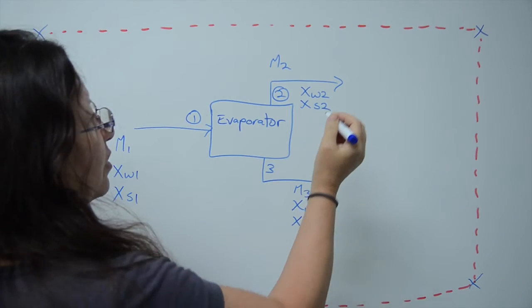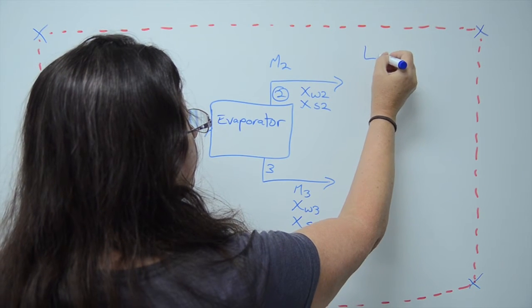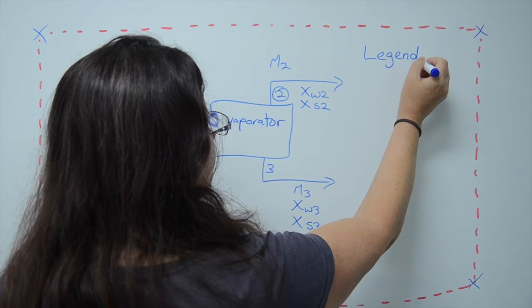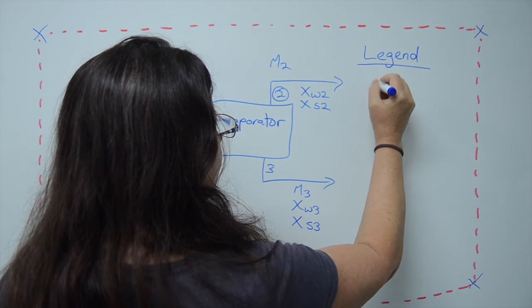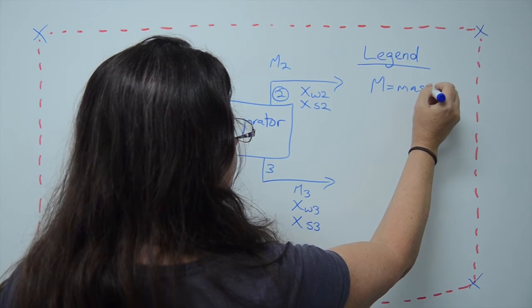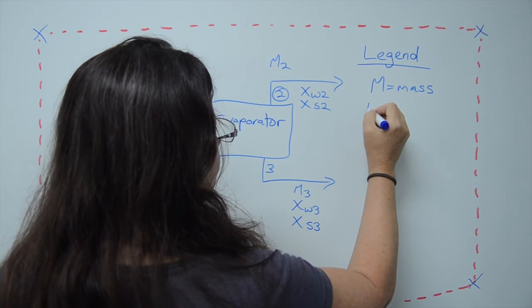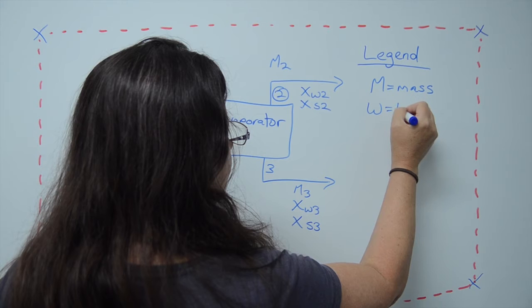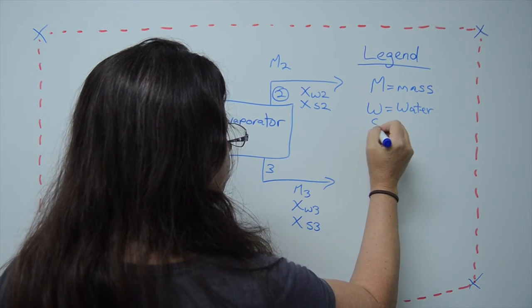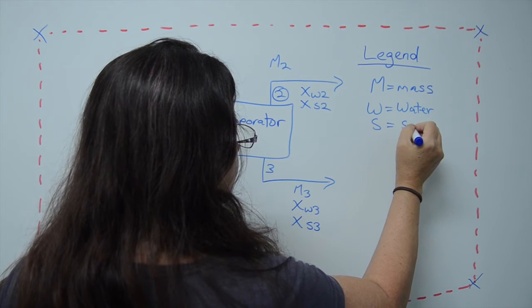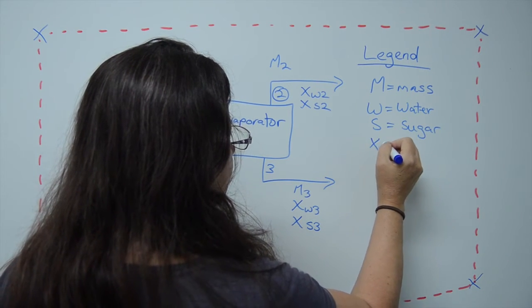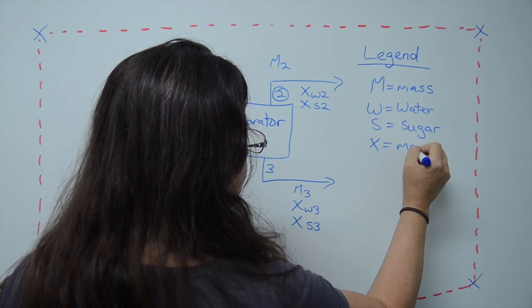Then we're going to do a legend, and we'll come back and fill in some information here in a moment, but we'll do our legend over here just so we know what all of these terms mean. M is equal to mass, W is equal to water, S is equal to sugar, and X is equal to the mass fraction.